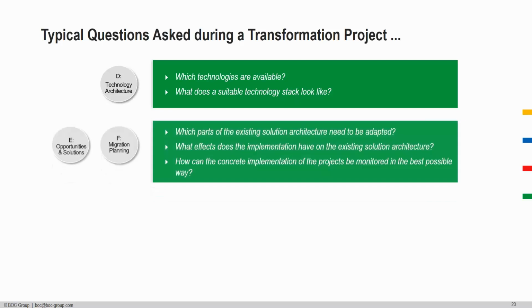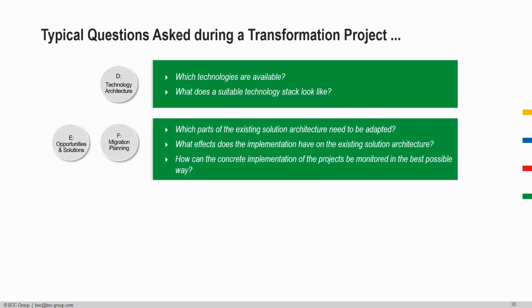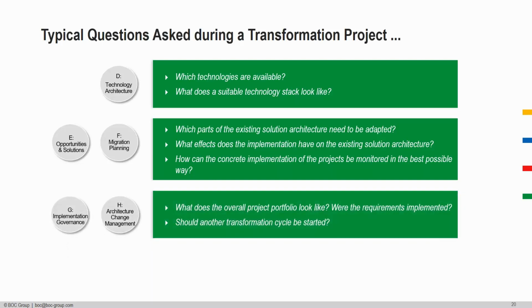So for phase E and F of the ADM, there could be questions like what parts of the existing solution architecture are going to be changed, what's the effect of the implementation, and how can we actually monitor our current project portfolio? So how can we know the current state of the projects that are currently going on? And for phase G and H, and especially for change management, you need to know what the overall project portfolio looks like, and were the requirements that we gathered actually implemented as specified. It could be the case, okay, are we actually ready to begin another transformation cycle? So have we actually achieved all of the goals that we set out for in the beginning?